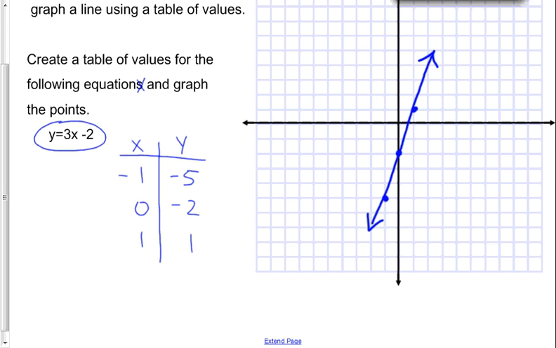This is what your line should look like. Your points may be a little bit different than mine. You could have different x values, which will then give you different y values when you plug them into your equation. But it should look like that line. If this is not familiar to you, or you don't remember this from last year, don't worry. What we're going to talk about is a different way that we can graph lines.